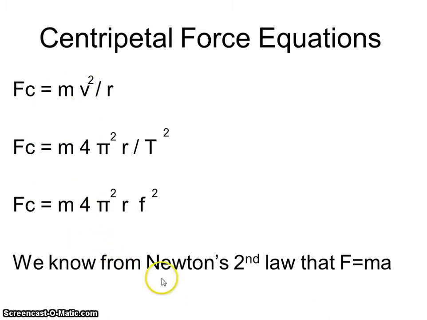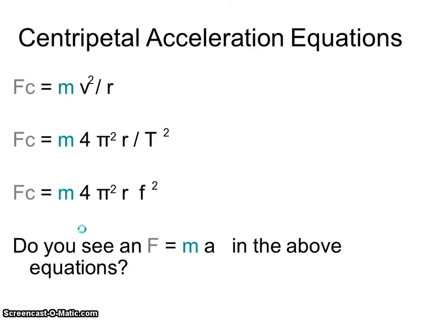Now, we said that when we derived Newton's second law, F equals M times A, this is the foundation of every part of physics. So whenever you look at a force equation, this F equals MA will always kind of pop up. So look at these three equations and see if you don't see F equals M times A. I've color-coded things so that it might be easier to see. F is in gray. M is in the turquoise, so whatever's left over must be an acceleration.